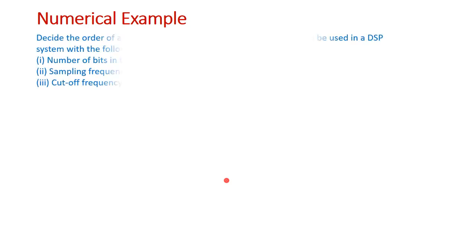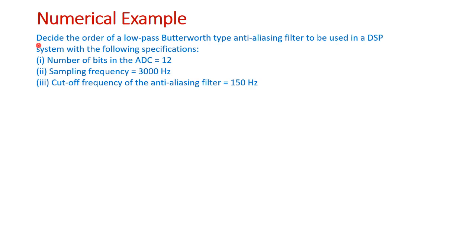So now let us consider one numerical example. In this example, we need to decide the order of the low pass Butterworth anti-aliasing filter. It is to be used in a DSP system with the following specifications: the number of bits in the ADC is equal to 12, and the sampling frequency is 3000 Hz, right? And the cutoff frequency of the anti-aliasing filter is 150 Hz. Okay, so these are the specifications. Now we need to find out the order, that is small n, right?